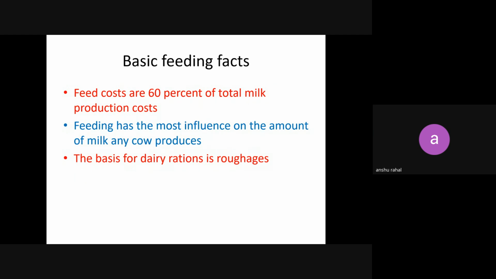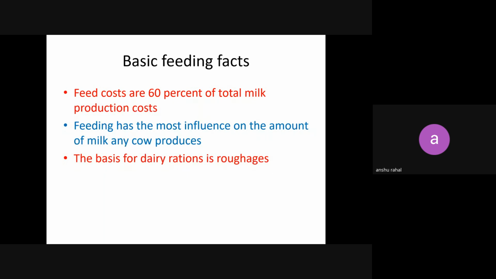Suppose the animal is not having 16% nitrogen content in its ration, the milk fat production of the milk is affected. And so you have to go for a balanced formulation of the ration. This balanced ration should be prepared in such a manner that you incorporate different feed ingredients, because no single feed ingredient fulfills all the nutrients. And the basis for dairy rations is the roughages.